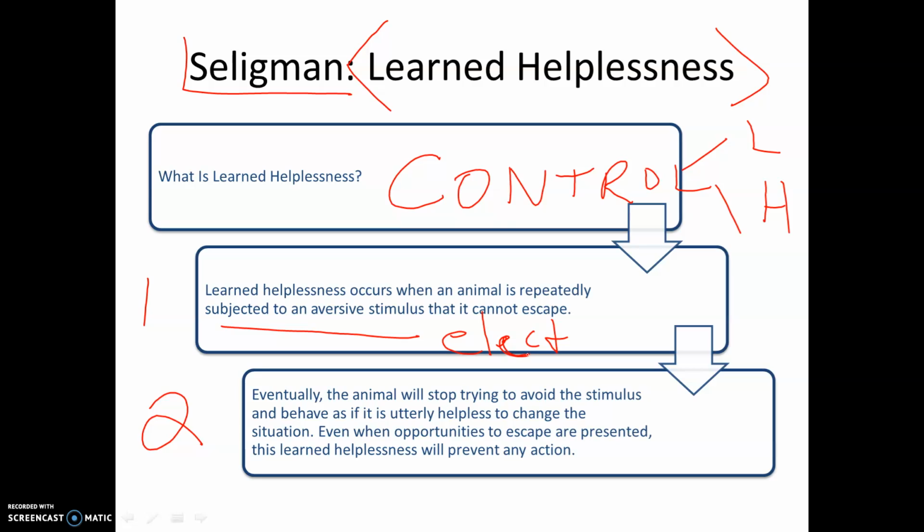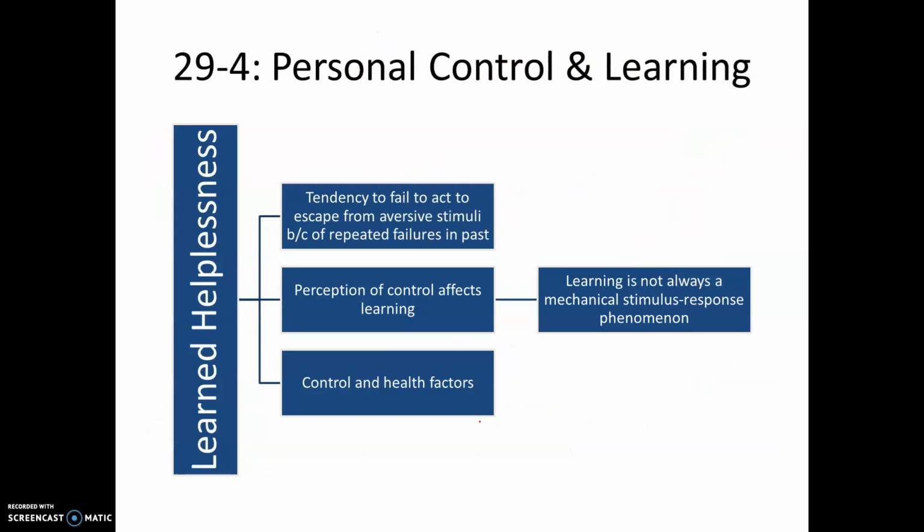And then the second part of the definition and the description of learned helplessness has to do with he eventually unharnesses the animal, right? And he exposes the animal to the stimulus once again. And instead of escaping, the animal actually becomes helpless. The dogs would cower in fear and would just not even try to escape, even though they had the opportunity to escape. That's the second part of the definition.